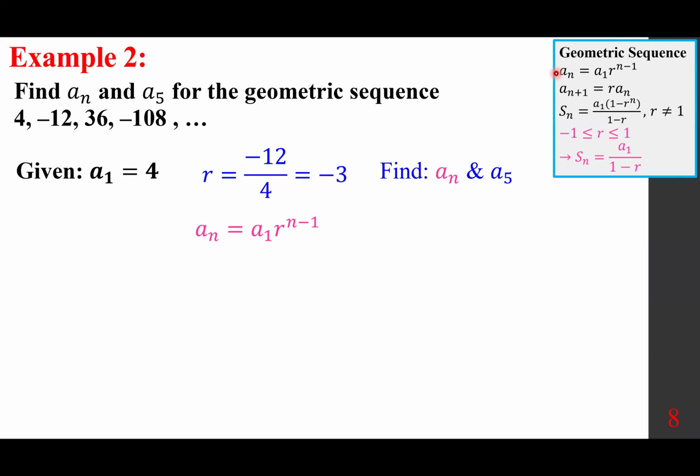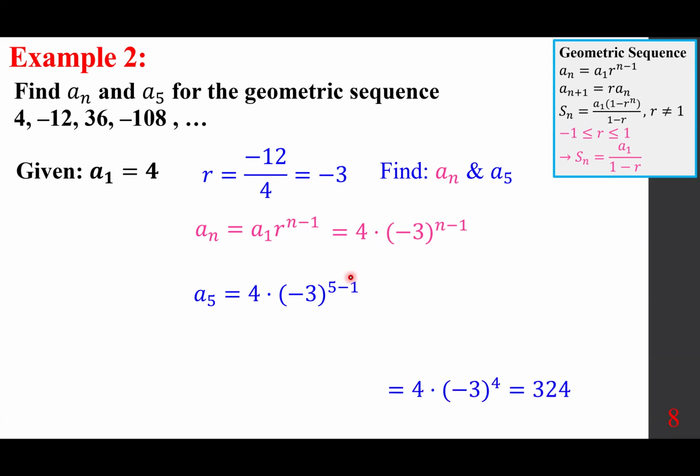So we plug in. A sub 1 is 4, R is -3 to the power of n minus 1. You want a sub 5, replace the n with 5. Makes it 4 times -3 to the power of 4, which is 81.